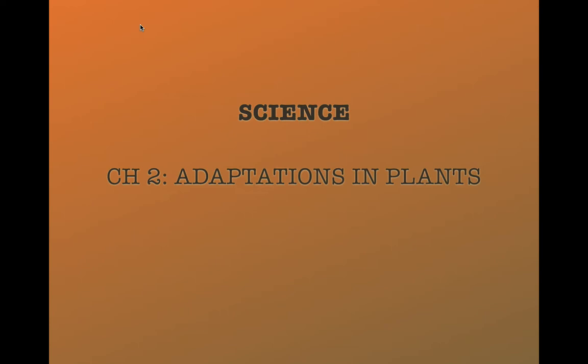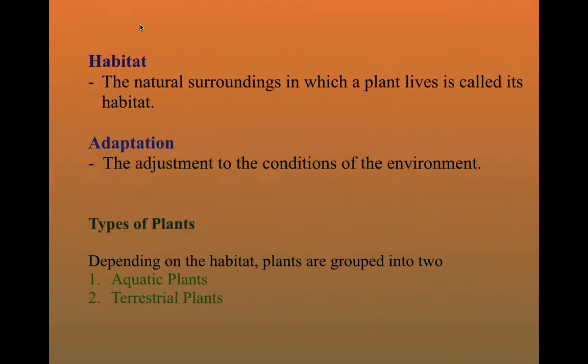Today we will start the second chapter, Adaptation in Plants. Plants are found almost everywhere on the earth. Some plants grow on land while some grow in water. Plants that grow on the land differ from those that grow in water. Similarly, plants living in fresh water are different from plants that grow in marshy areas or near the seashore. The surroundings in which a plant lives is called its habitat.